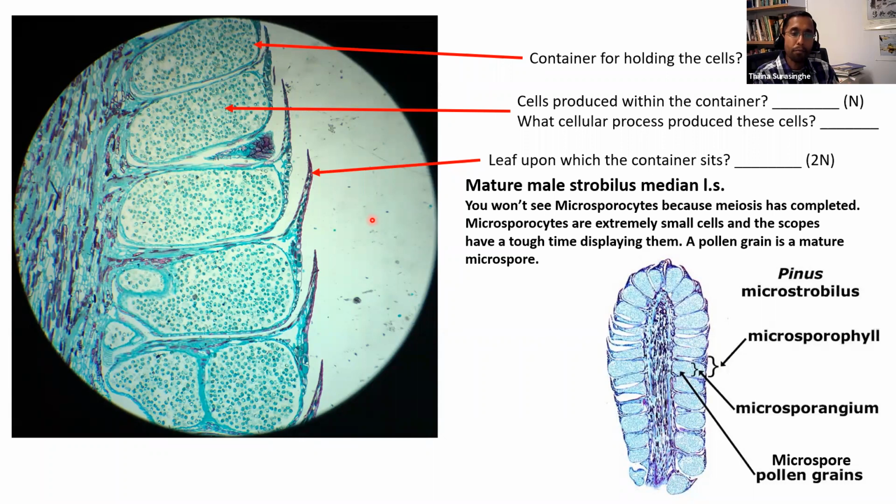And if it is male, it's micro, so it is going to be microsporophyll, right? So yes, there are differences. Micro because it's male, sporo because it's producing male spores, phyll because it's a leaf: microsporophyll. Any other questions on this one?